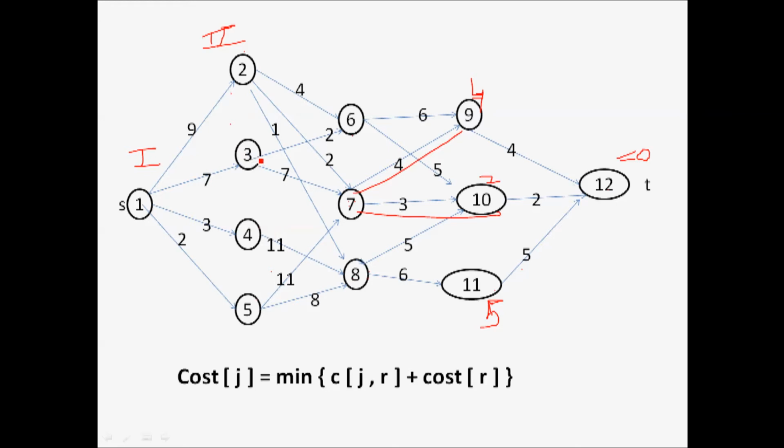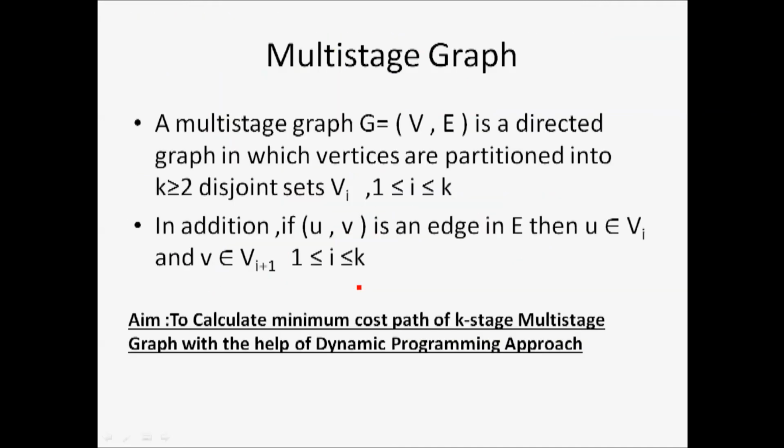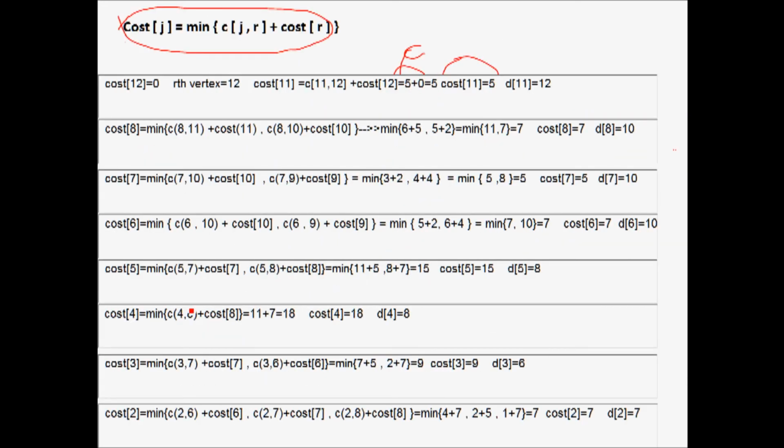Similarly for 3 there are again two vertices, vertex number 6 and vertex number 7. For vertex number 2 there are three paths, that is the path to vertex number 6, to vertex number 7 and to vertex number 8. That is, for 4 we have only one vertex, for 3 we have two vertices, and for 2 we have 3 vertices, of which the minimum distance is to be calculated. Correspondingly, we have also made the D array, which stores the path of the minimum cost.